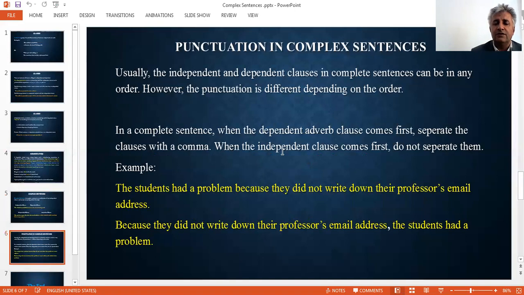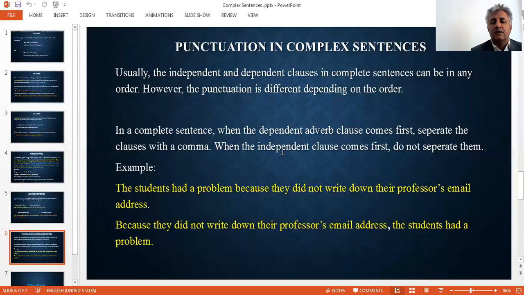Now let's talk about the order of a complex sentence when there are both independent and dependent clauses. We can say that when an independent clause comes at the beginning of the sentence, we don't have to separate it from the dependent one and we don't use a comma. But when a dependent clause precedes the independent clause, we need a comma after that, and then we use the independent clause in the second part.